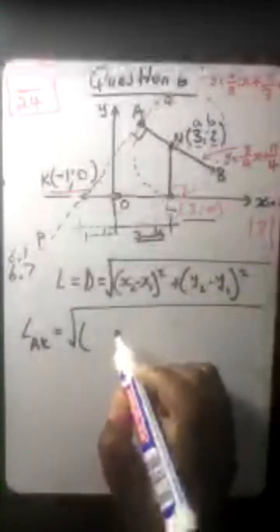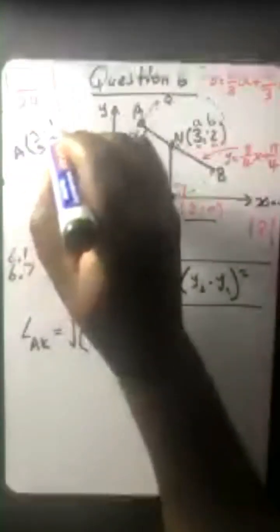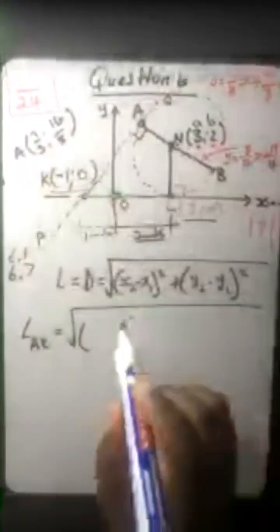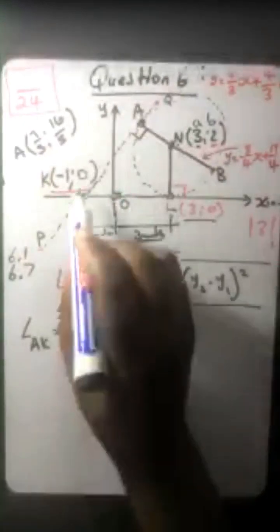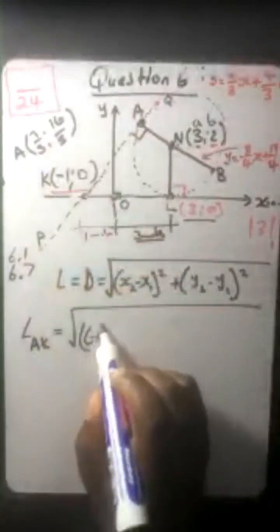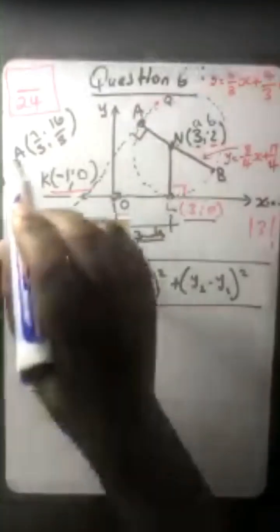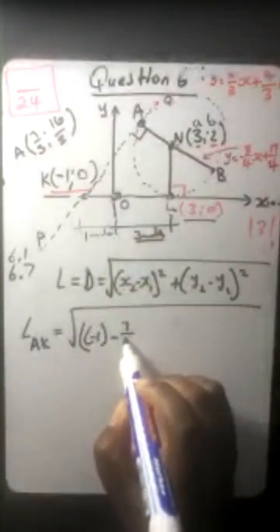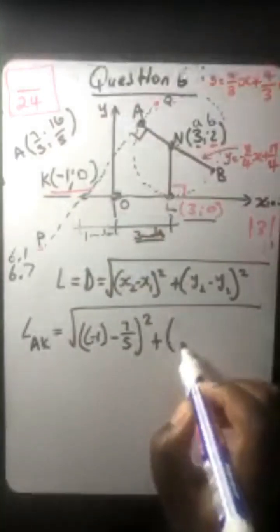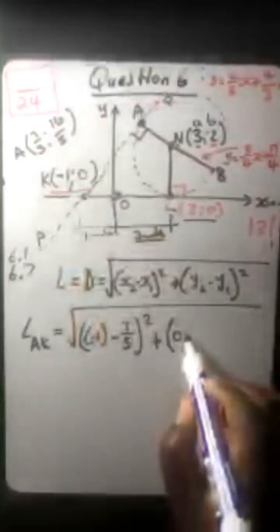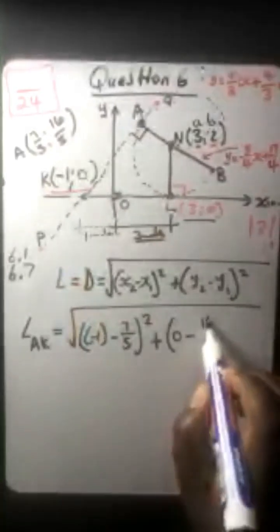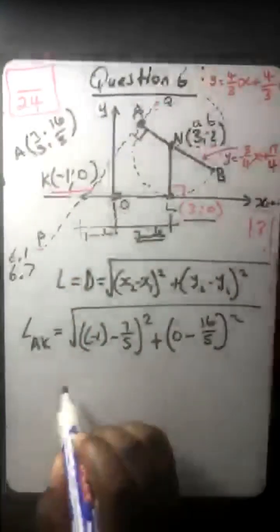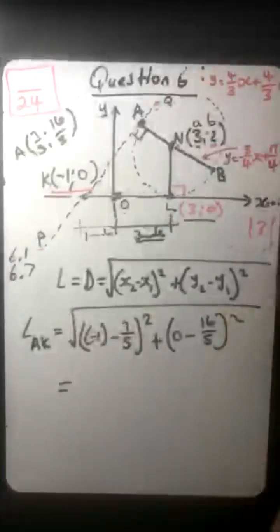Let me rewrite the A value there. The coordinates are 7/5, 16/5. So it's more like the examiner wants you to substitute correctly. We can say x2 is -1 from K minus x1 from A being 7/5, you close, you square it. Remember that. Y, obviously, it's 0 there for K minus y for A, which is 16/5, you close, you square it. Then you just punch all of this. What is the distance? What are you guys getting there?